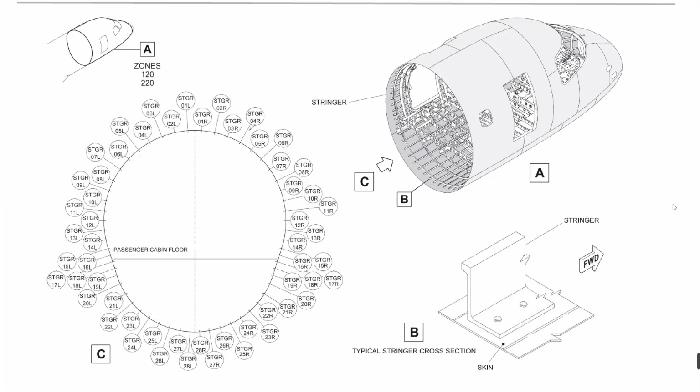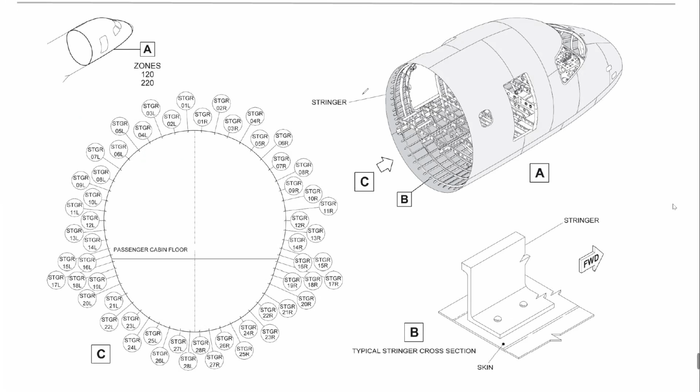How do we count the stringers? We have the 0 here just at 12 o'clock on the top, and then starting to count left or right, we increase the number, like 1, 2, 3, 4, 5 right, or 1, 2, 3, 4, 5, 6 left. Okay, until we reach here stringer 28 left and 28 right. This is how we number the stringers, just to have an idea.